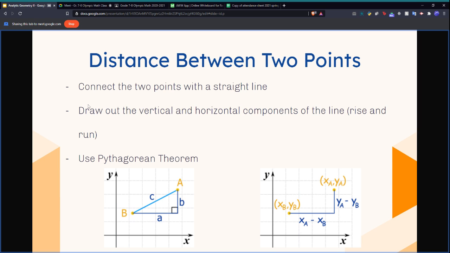The next thing you do is draw out the vertical and horizontal components of the line, so the rise and run.